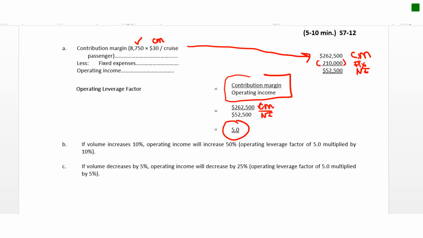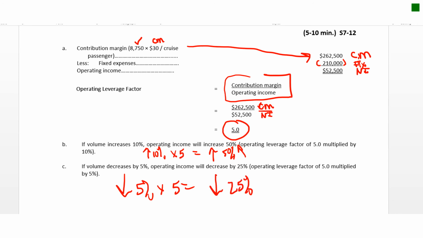So then you're going to use this factor. All you do is multiply by the increases or decreases in volume. So if volume increases by 10%, you multiply that by 5. That's going to give you an increase of 50%. That's right here. And if it decreases by 5%, again, you multiply that by 5. That's going to give you a decrease, in this case, of 25% in terms of your profit.